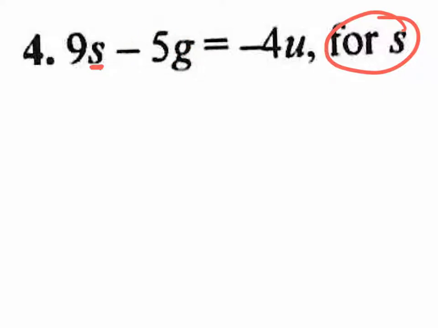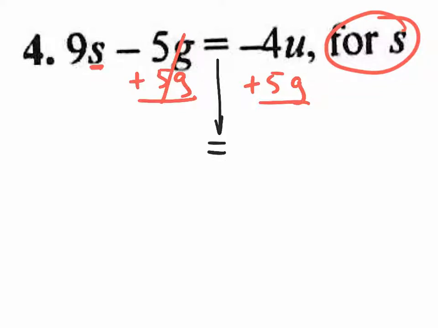So let's get rid of that minus 5g by doing what? Plus 5g. Cancels out. What you do to one side, you must do to the other, plus 5g over here. So let's rewrite everything. On the left side of the equal sign, let me first bring down the equal sign. On the left side, I have a 9s. On the right side, I need to think, could I actually do negative 4u plus 5g? No. Cannot do it, so I'm just going to rewrite it. Negative 4u plus 5g.